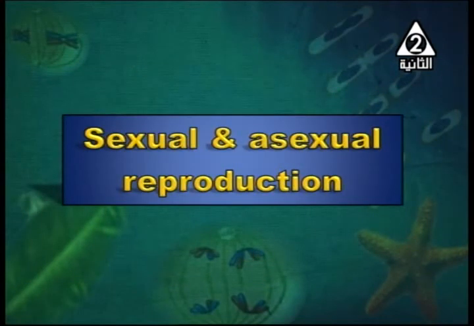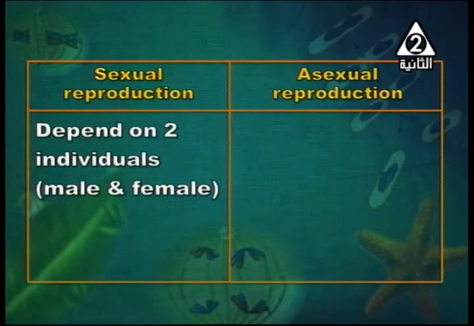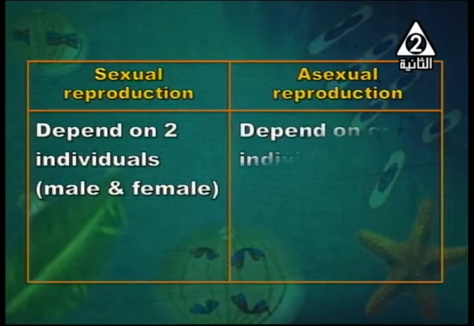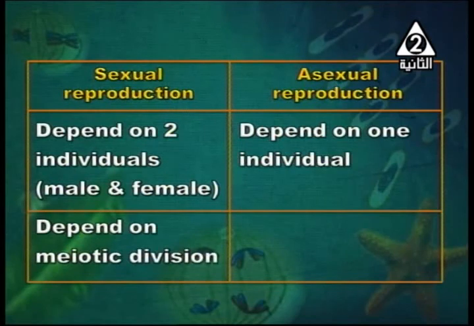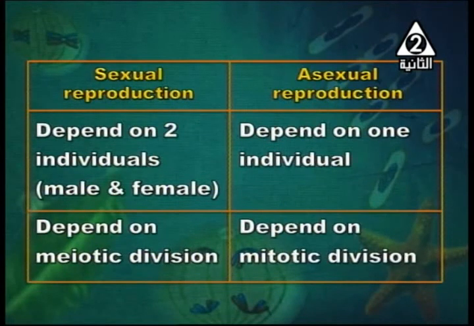Compare between the sexual and the asexual reproduction. The sexual reproduction depends on the presence of two individuals, male and female, while the asexual reproduction depends only on one individual. The sexual reproduction depends on meiotic cell division, while the asexual reproduction depends on mitotic cell division.